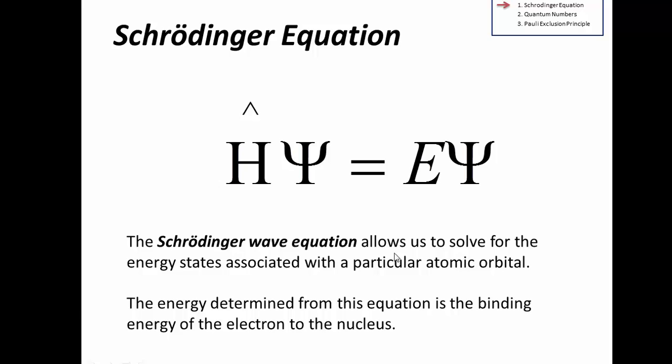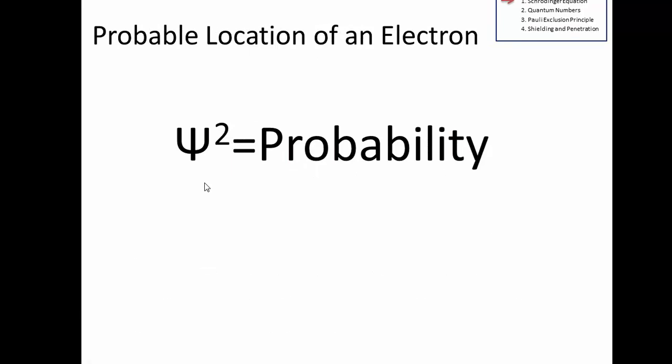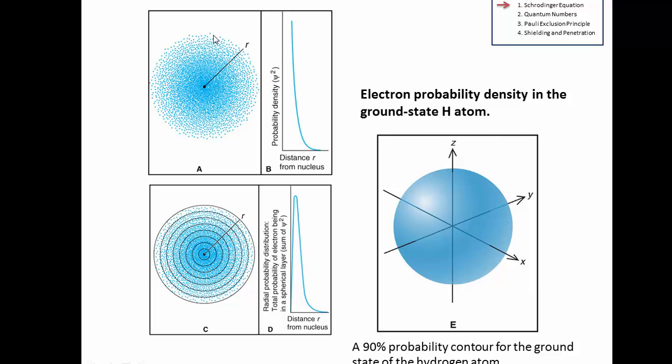So the Schrodinger wave equation allows us to solve for the energy states associated with a particular atomic orbital, and the energy determined from this equation is the binding energy of the electron to the nucleus. I wanted to help you visualize what the wave function is. The wave function squared is the probability that you'll find an electron at that point at any given time. This is a 1s orbital, and here they're plotting the probability as a function of distance from the nucleus, and you can see that it's most probable that your electrons are going to be very close to the nucleus, and it gets less and less probable as you move out.